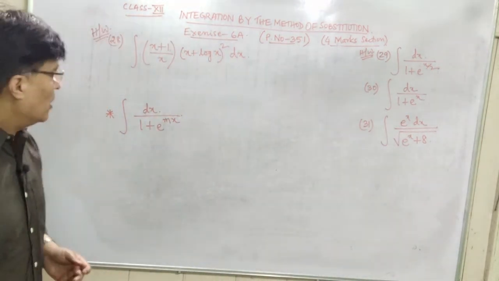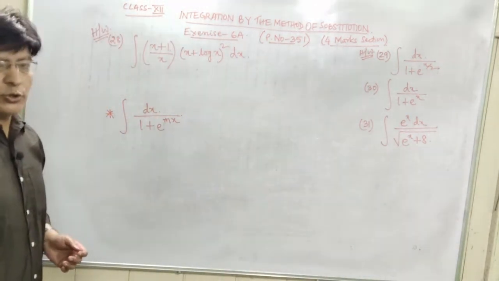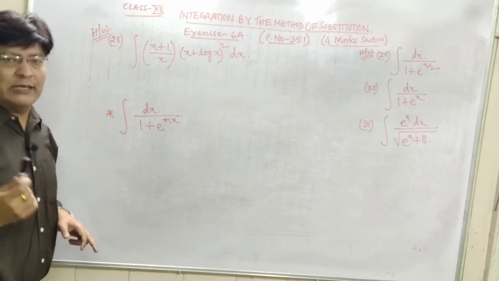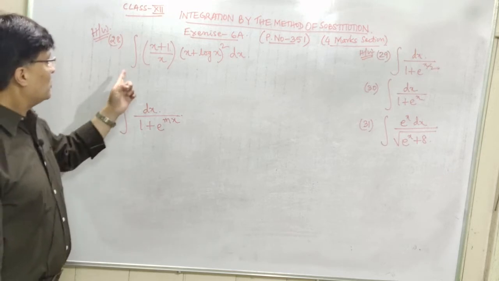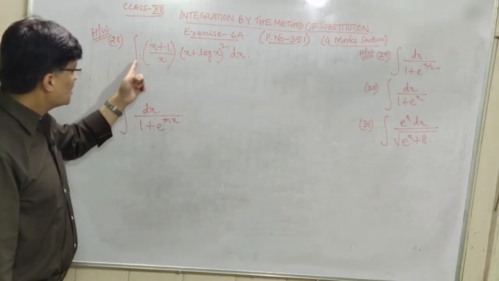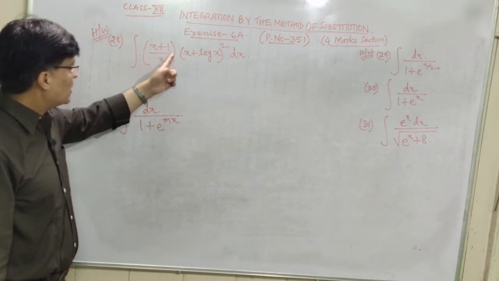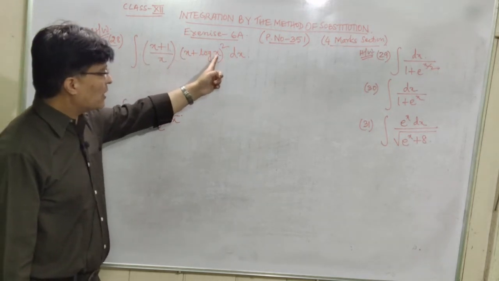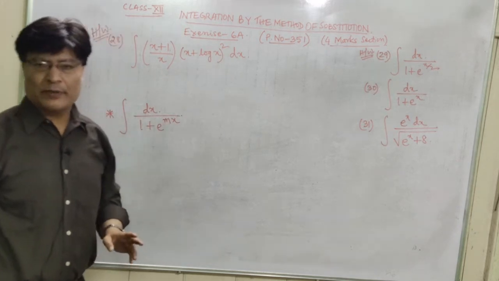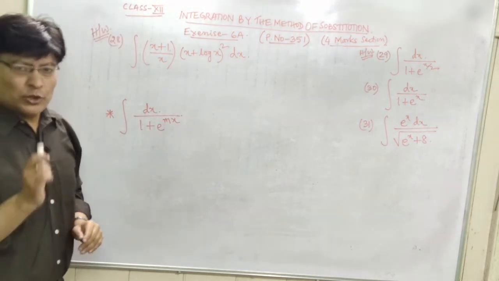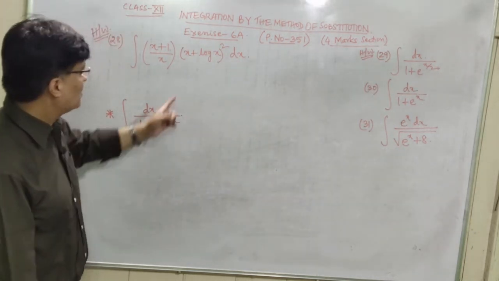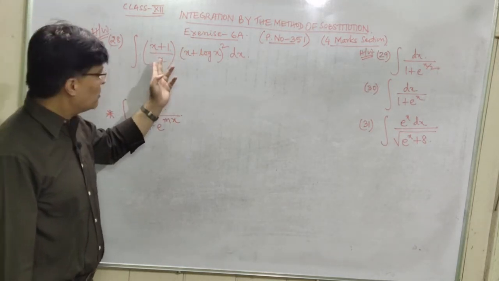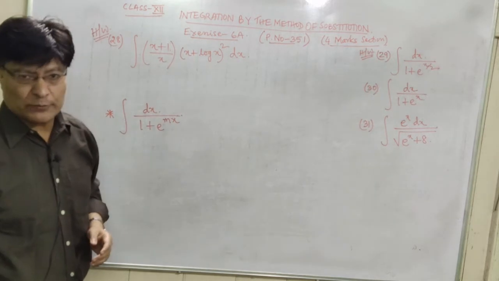So now we'll do the next question, that is question number 28. So this question number 28 will be homework. I'll give you the hints only. You have to integrate the integral of (x plus 1) divided by x, bracket closed, into (x plus log x) whole square dx. So how will you do it? You have to check the relation between x plus log x and x plus 1 upon x. What is the relation between these two given expressions?